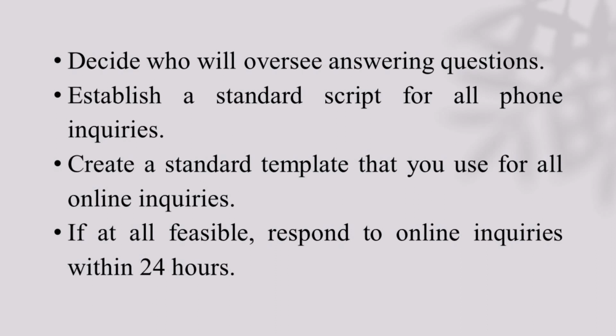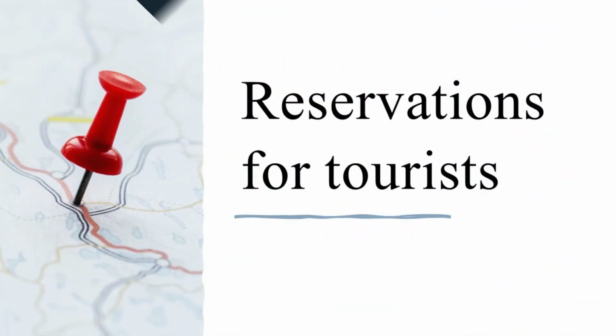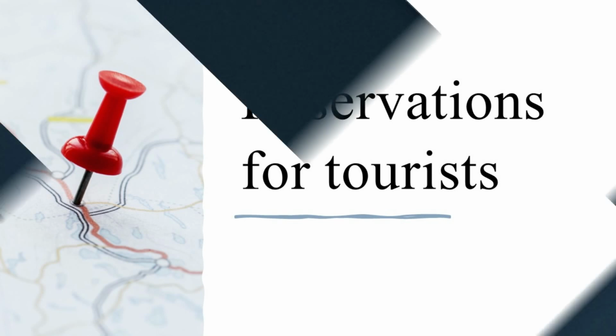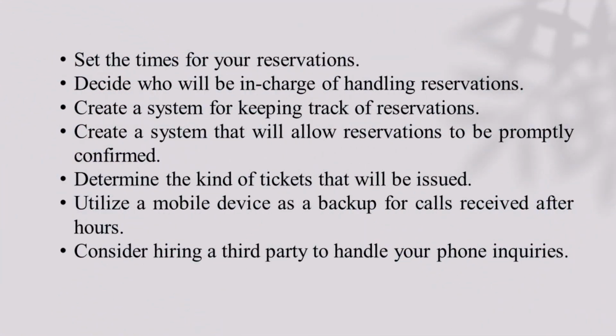The next step of this tourist plan is reservations. The tour guide must set times for reservations and decide who will be in charge of handling such reservations. Tourist guide should create a system for keeping track of reservations. A guide should create a system that will allow reservations to be promptly confirmed. He should determine the kind of tickets that will be issued. He should also utilize a mobile device as a backup for all calls received. A tourist guide should consider hiring a third party to handle phone inquiries.